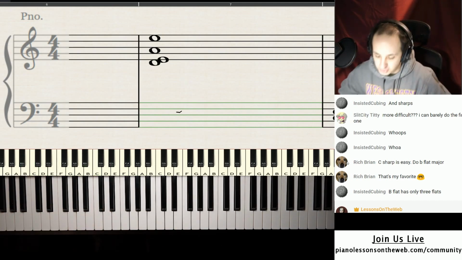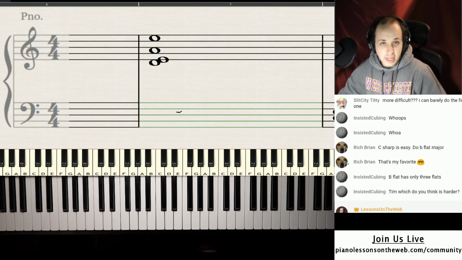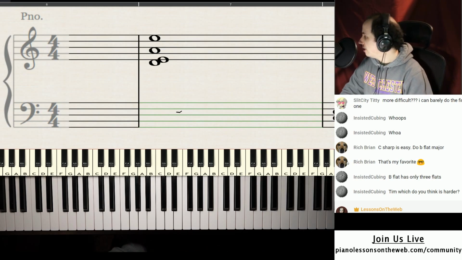16th note runs a little bit. They are getting a little sloppy. But that's another way to test for that, whether you're getting sloppy in any of your playing.